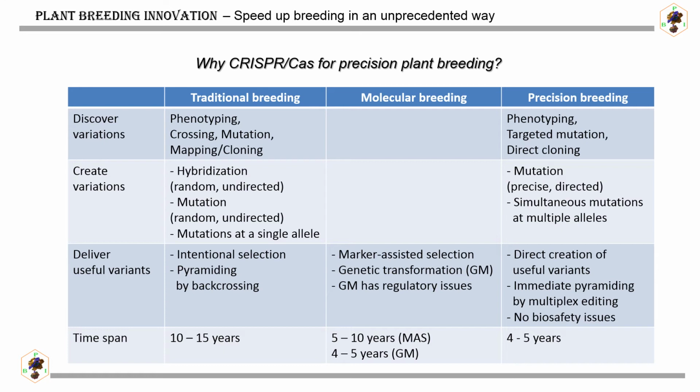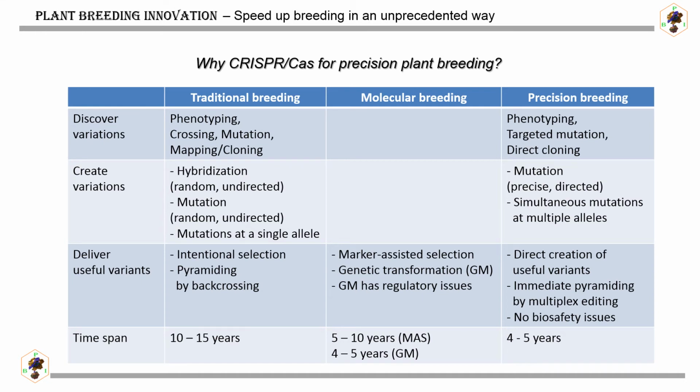Plant breeding covers three different sections: discovery of variations in nature, creation of artificial variation, and delivery of useful variation into cultivars. Why is CRISPR-Cas technology representative of precision breeding? What are the unique properties of CRISPR-Cas technology? In terms of discovering variations, traditional breeding requires many lengthy and tedious processes, including crossing, mutation, mapping, and cloning. In contrast, precision breeding requires targeted mutation followed by direct cloning.